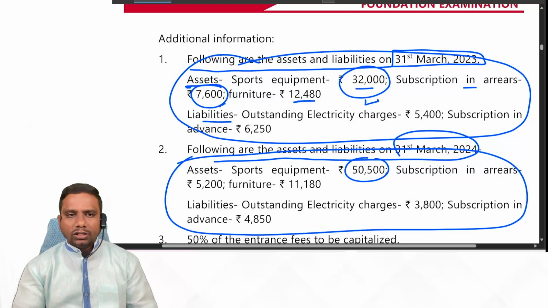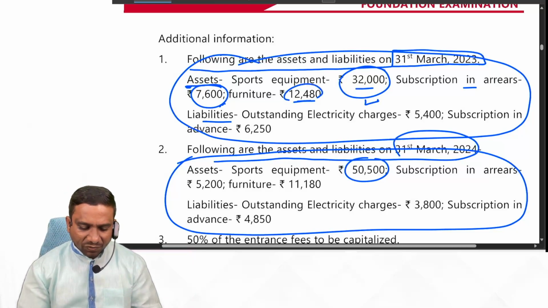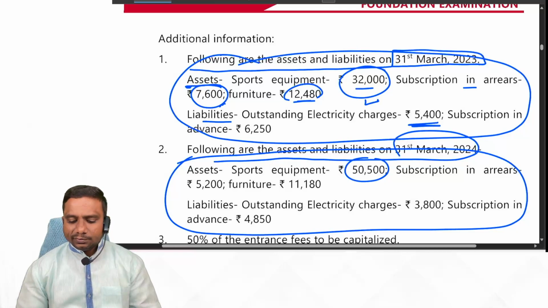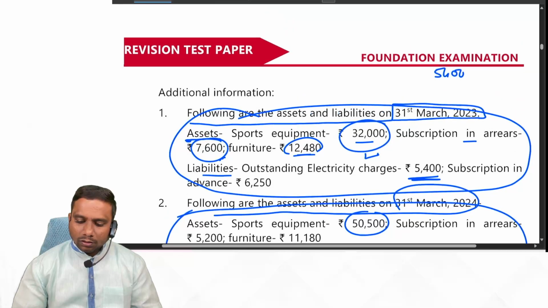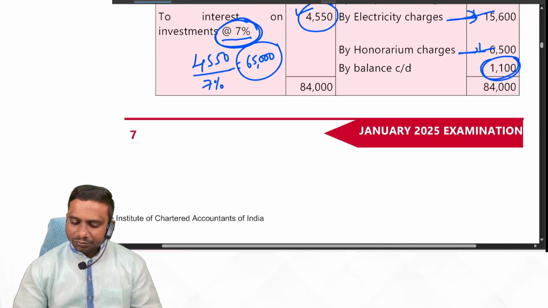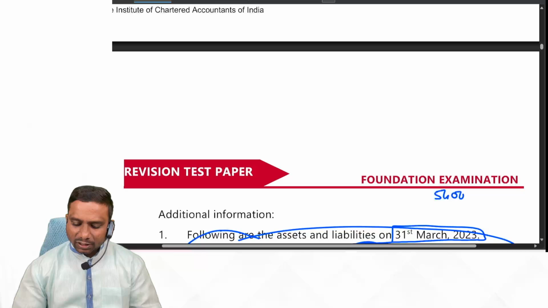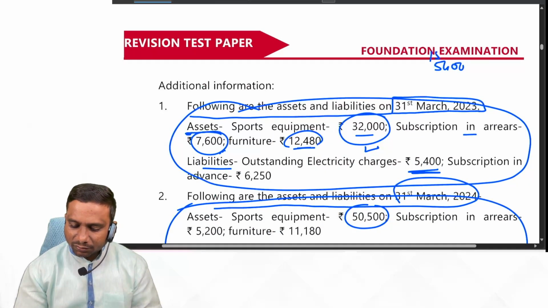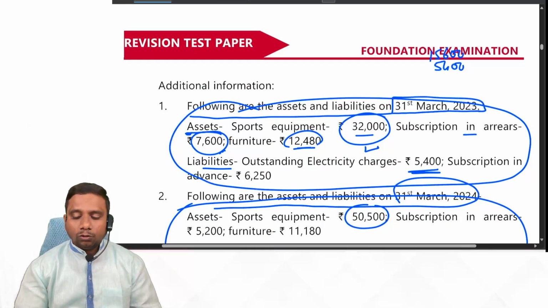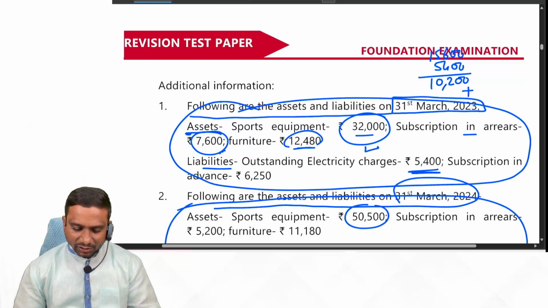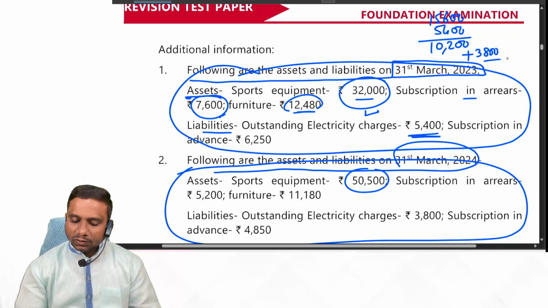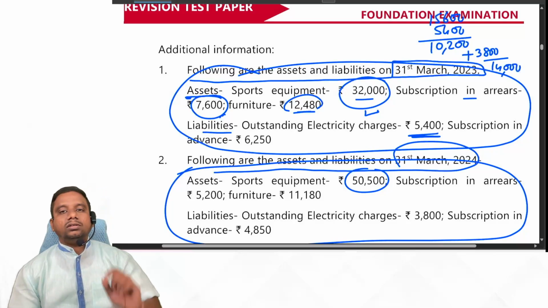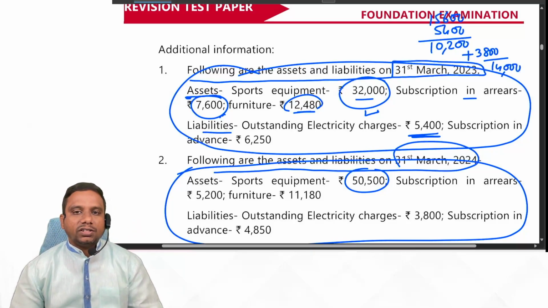Furniture, we understood, you can solve the adjustment, 12,080. Now, outstanding electricity charges. Electricity charges outstanding, how much? 5,400. How much amount have they given here? We have paid 15,600 electricity expenses. Out of 15,600, 5,400 relates to the previous year. So 1,200 less. Current year outstanding 3,800. So total 14,000 rupees we show on the debit side of the income and expenditure account.